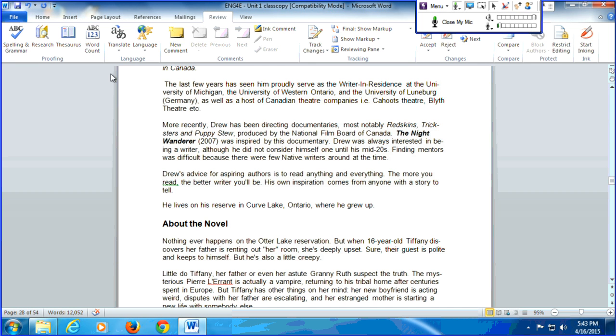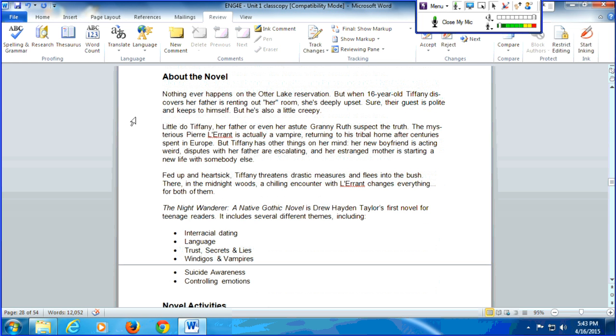In terms of the novel itself, this is a really quick plot summary. Nothing ever happens on the Otter Lake Reservation. But when 16-year-old Tiffany Hunter discovers her father's renting out her room, she's deeply upset. Sure, the guest is polite and keeps to himself, but he's also a little creepy. Little do Tiffany and her father, even her astute Granny Ruth, suspect the truth. The mysterious Pierre L'Errant is actually a vampire, returning to his native home after centuries spent in Europe.